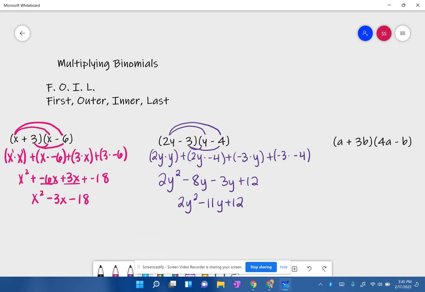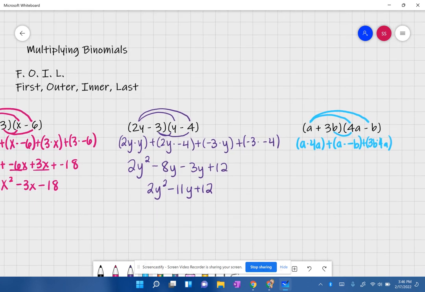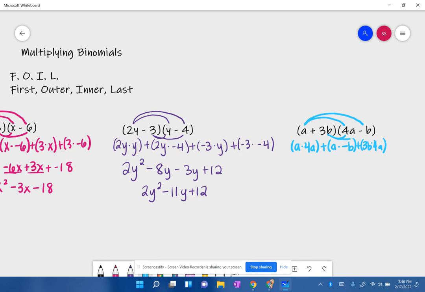All right, last one. a plus 3b times 4a minus b. First with first, so a times 4a. Outer with outer, so a times negative b. Inner two terms, 3b and 4a. And our last term with our last term, 3b times negative b.